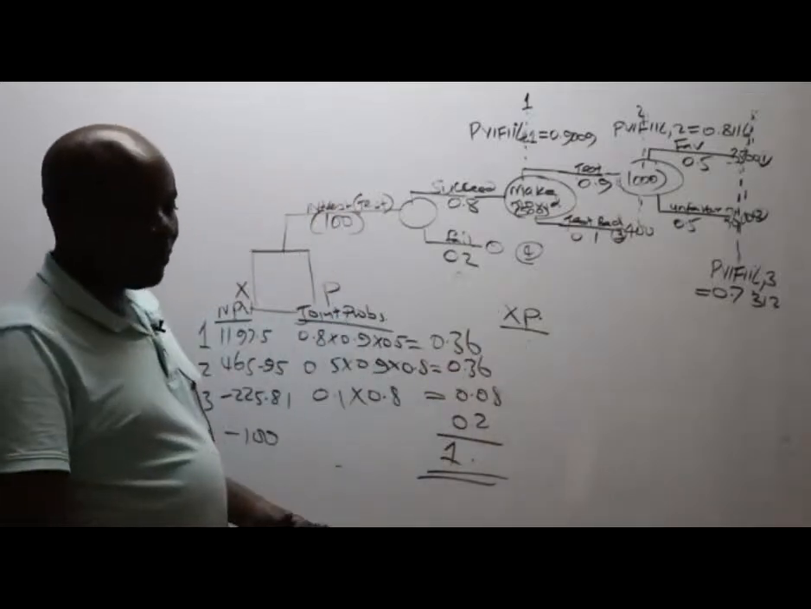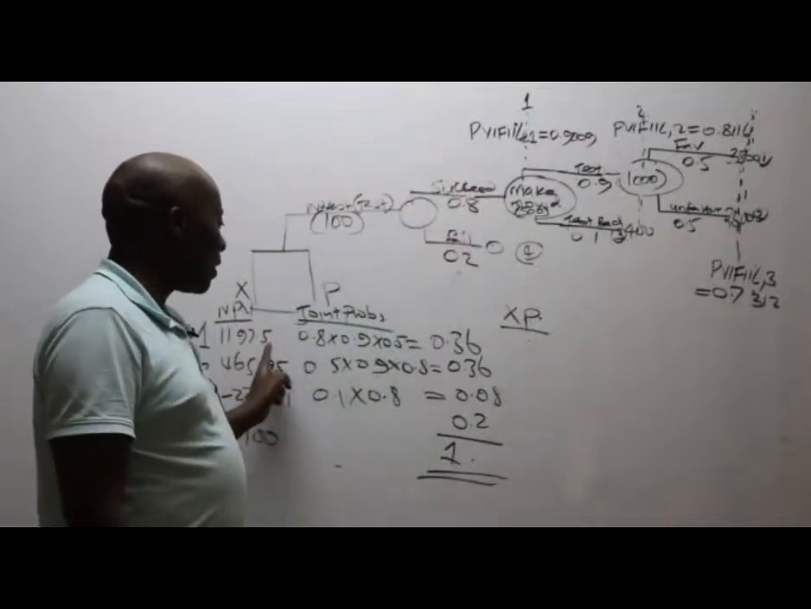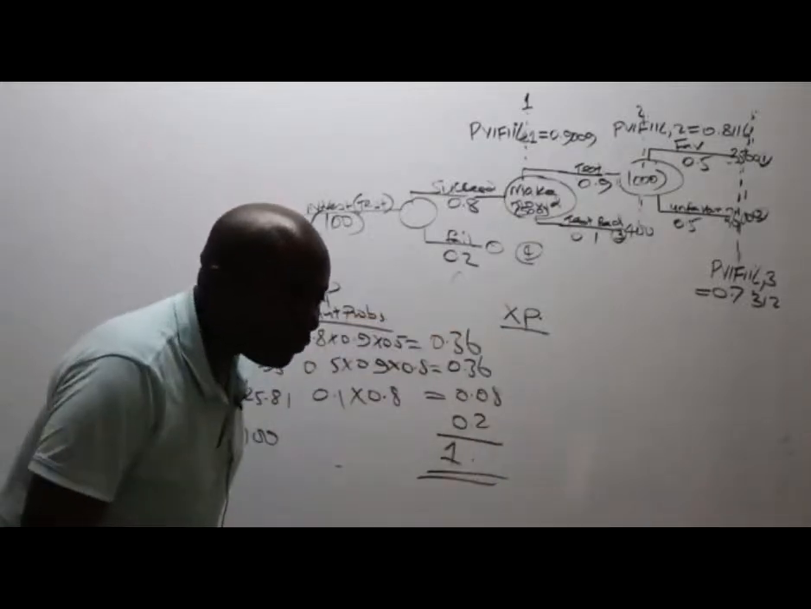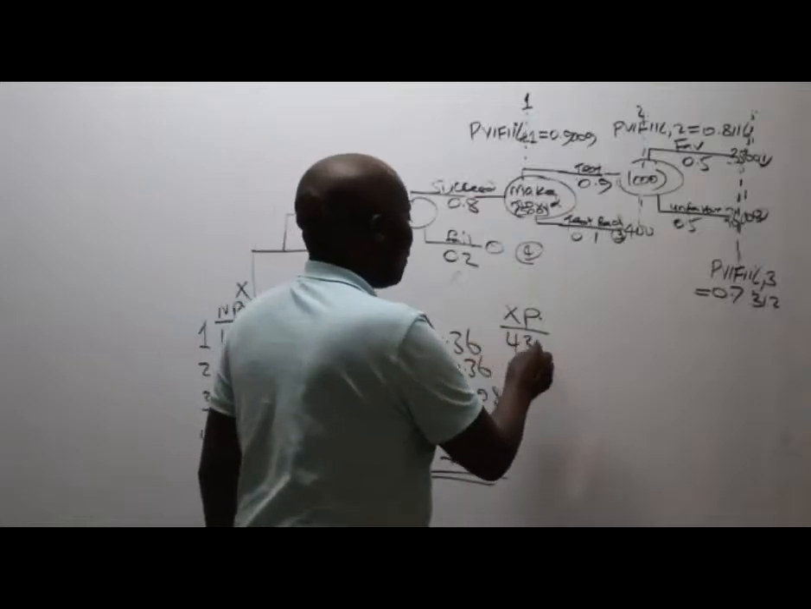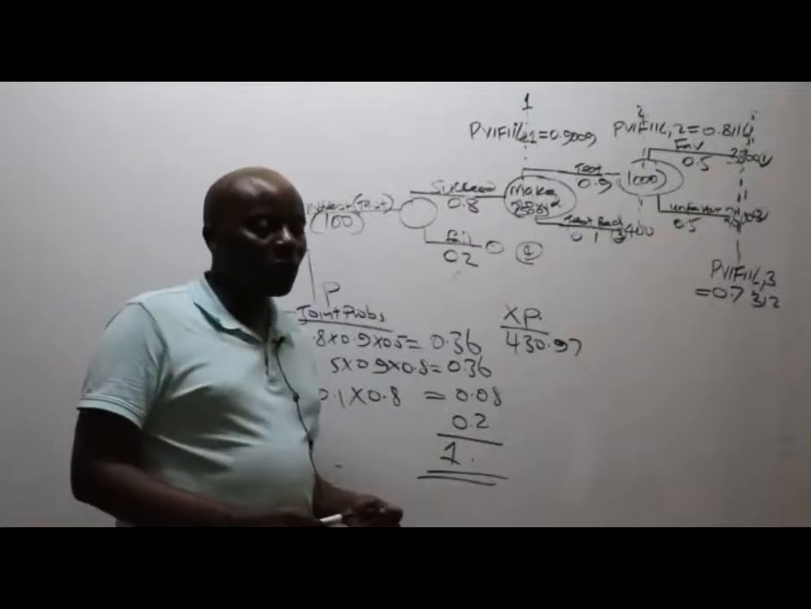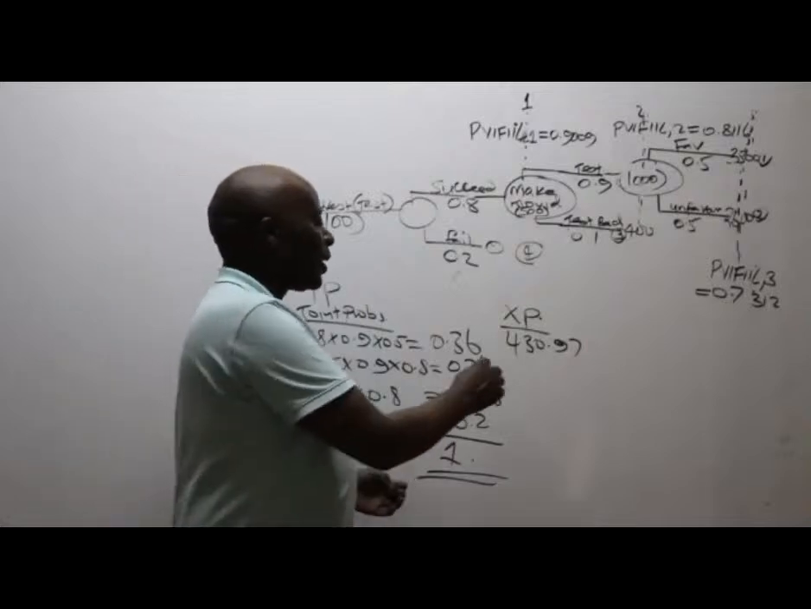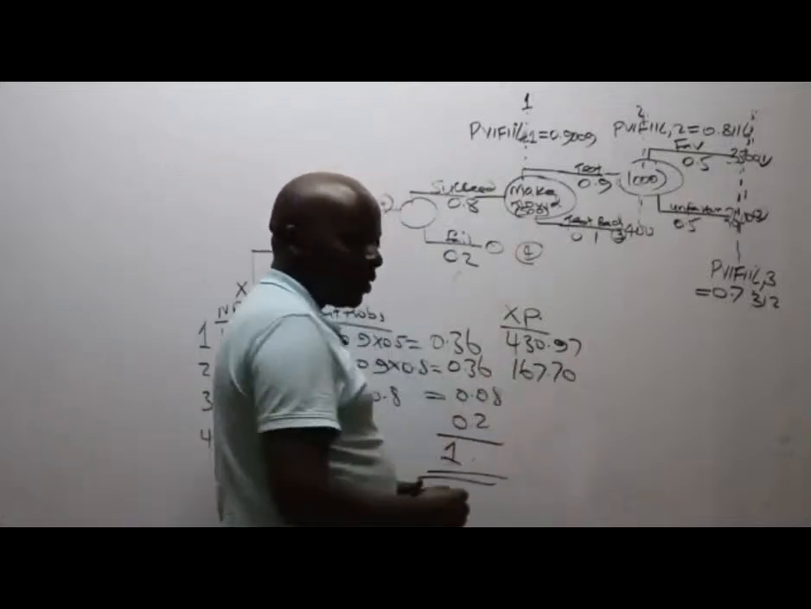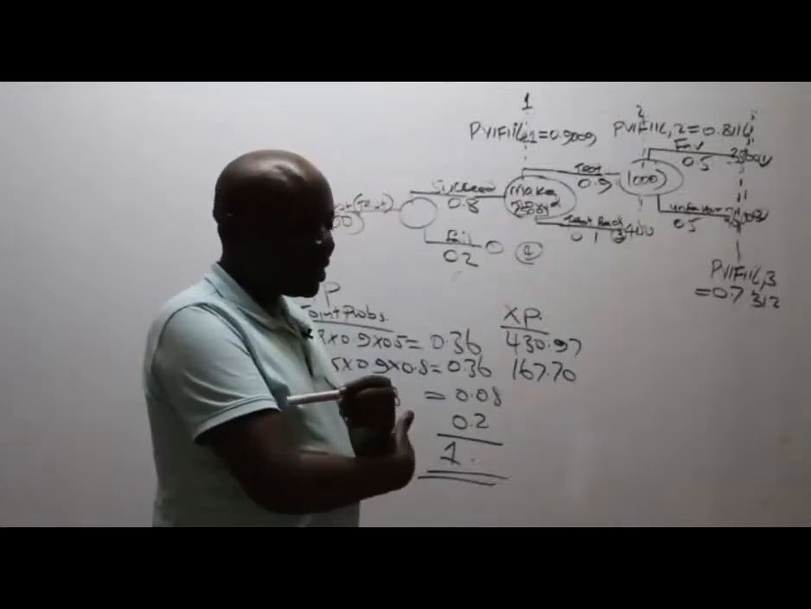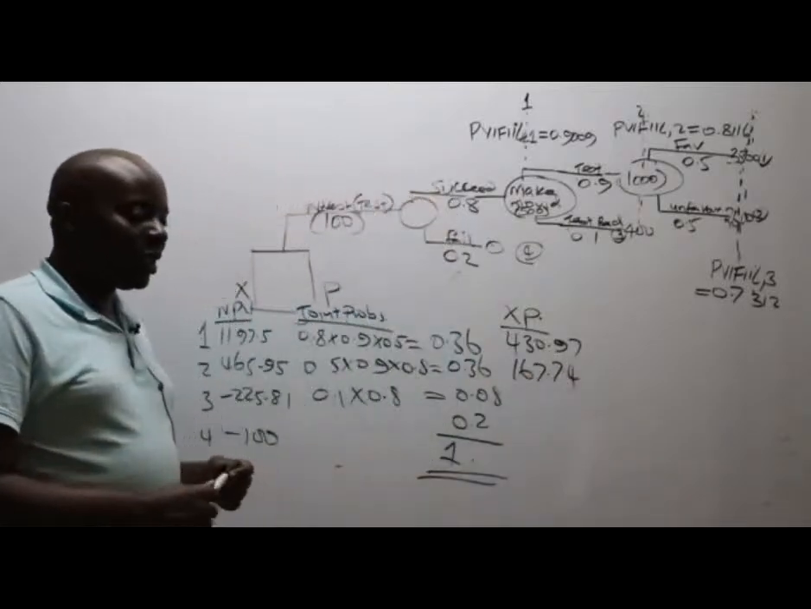Give me a figure to write here very fast. So we have here this times this, giving me what figure here? We have 430.97, 2 decimal places. Thank you very much. Then we have 167.70. Then 167.74. And then we go to node 3.